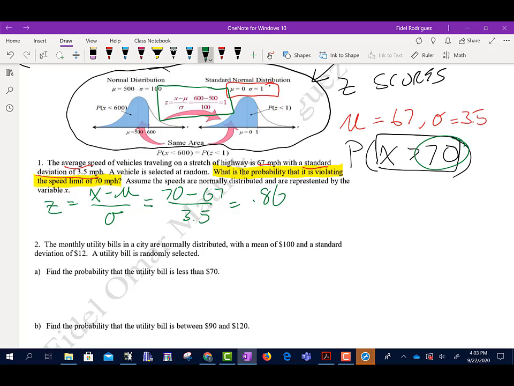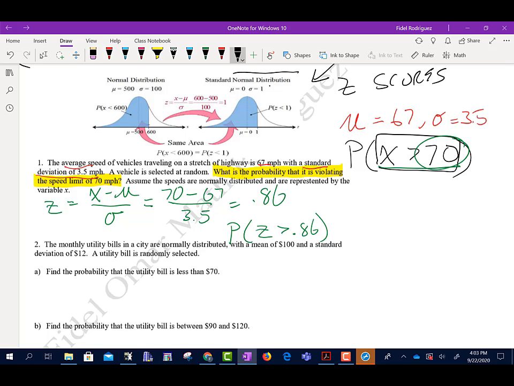0.86. So what we're going to do now is see if we can find the probability, instead of saying x is greater than 70, we're now going to say z is greater than 0.86. Now, I want you to think about my standard table, which is this one right here. I'm going to draw that same graph right here.